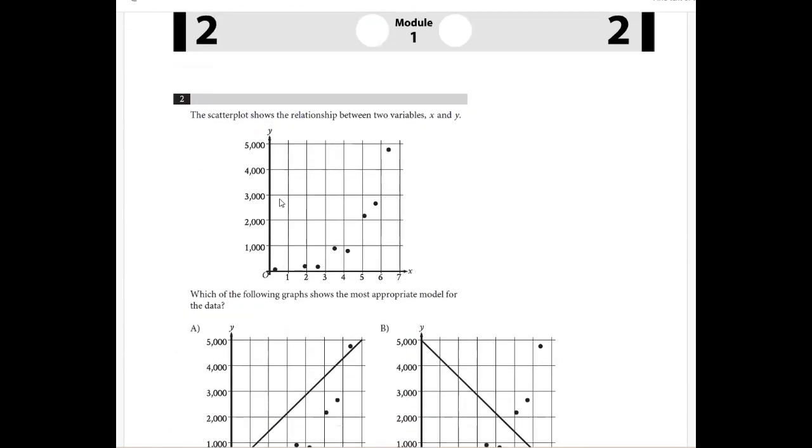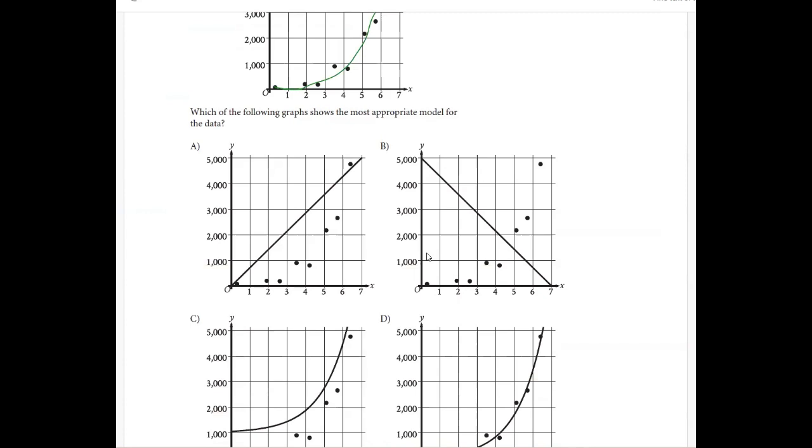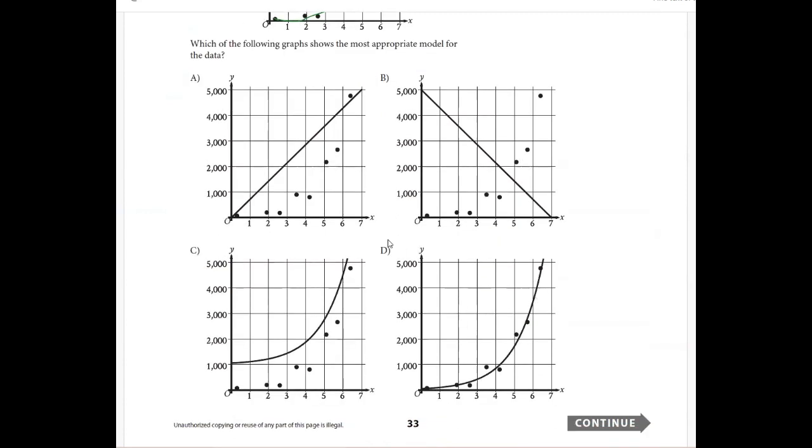Question two, which of the following graphs shows the most appropriate model for the data? Since this is an exponential function like this, D, as in David, is correct.